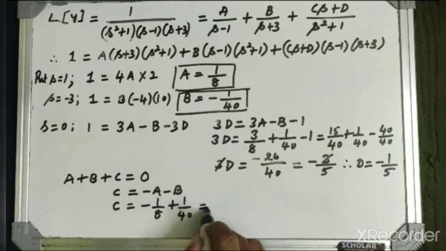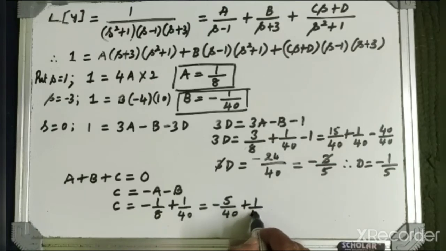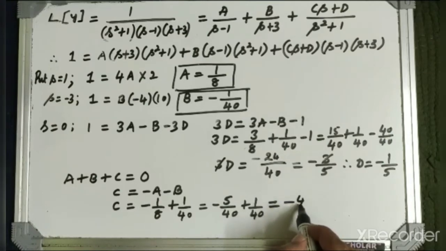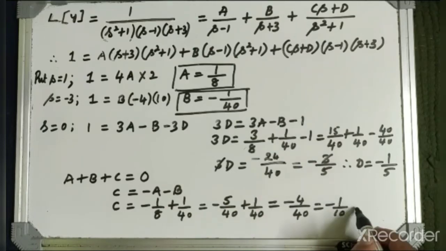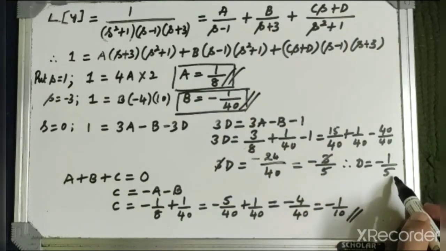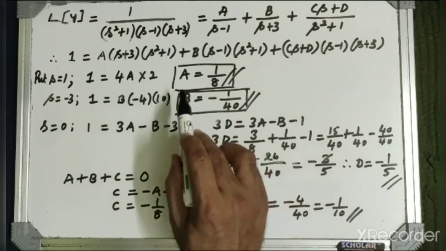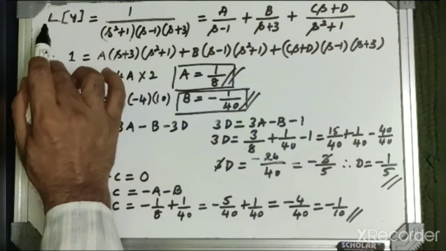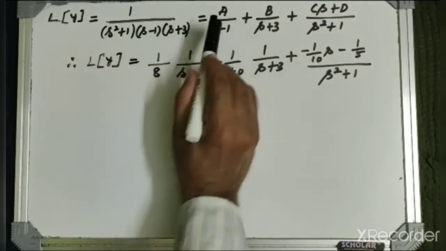Now if you simplify this, minus 5 by 40 plus 1 by 40. So this becomes minus 5 plus 1, minus 4, divided by the common denominator 40, which is equal to minus 1 by 10. So we got A is 1 by 8, B is minus 1 by 40, C is minus 1 by 10, and D is minus 1 by 5. Now I will substitute A, B, C and D here to write L of Y.